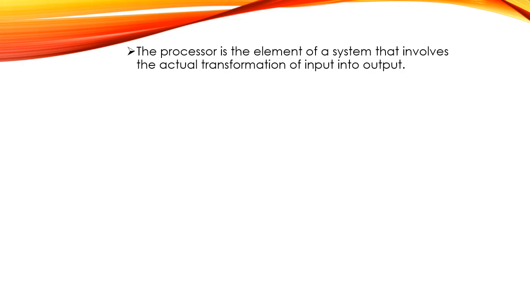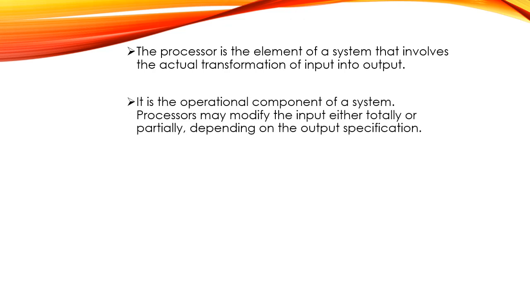After inputting data into a system, it must be processed so that we can have information or an output. So the process of processing the data is whereby we have now a processor as a component of the system. Let's look at the processor as a component of the system. The processor is the element of a system that involves the actual transformation of input into output. It is the operational component of a system. Processors may modify the input either totally or partially, depending on the output specification.